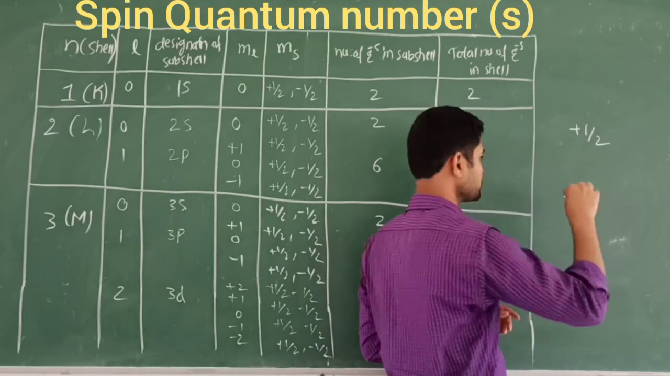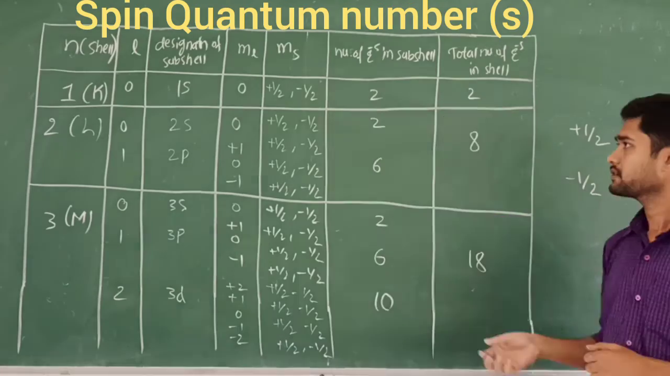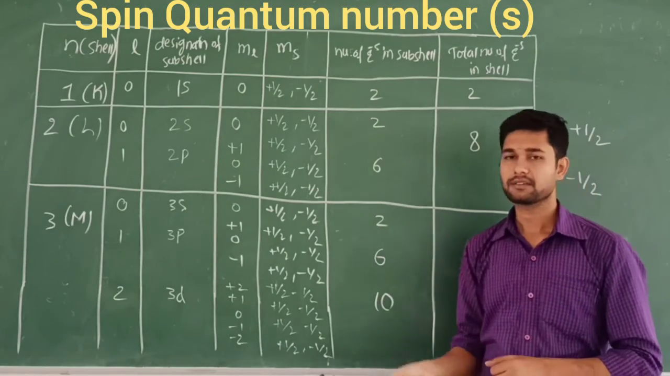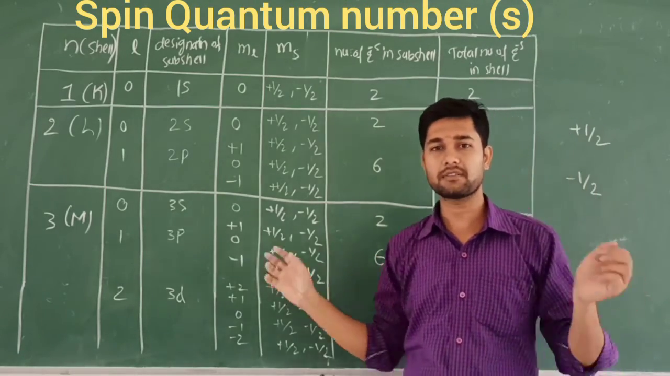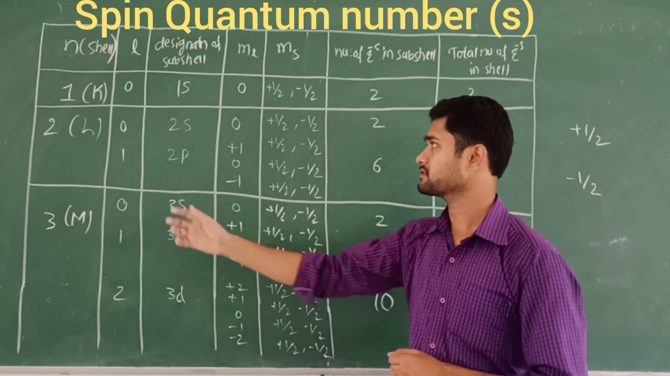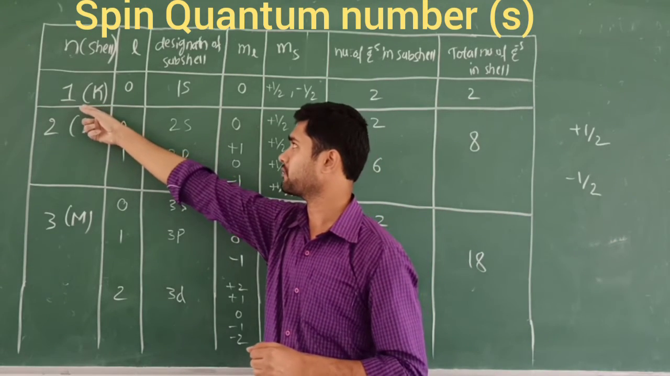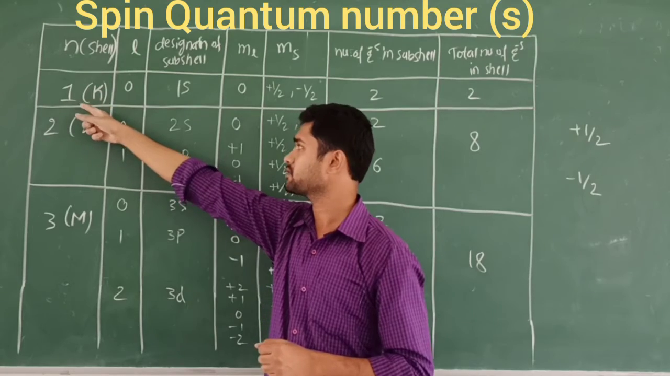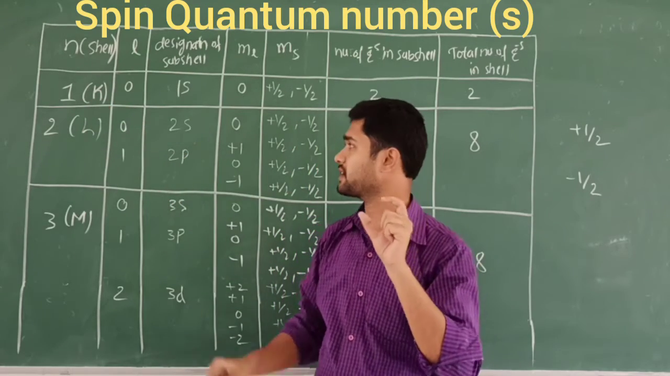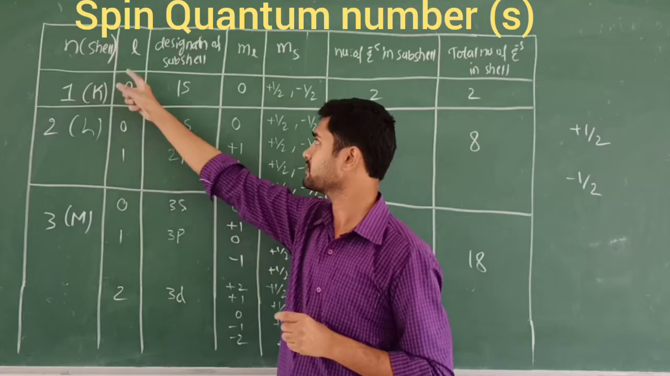If it is anti-clockwise, that is called minus. So let us discuss this chart. Here we are going to study the whole set of the four quantum numbers. It starts from the principal quantum number, N. N is equal to 1 is called the main shell, the K shell. Then what is the value of L?